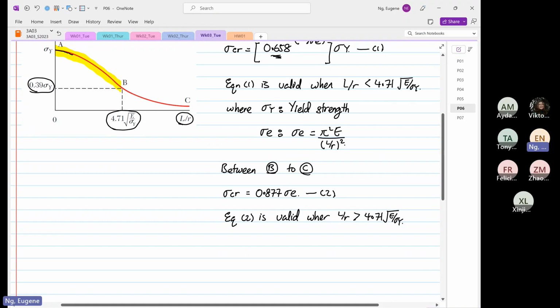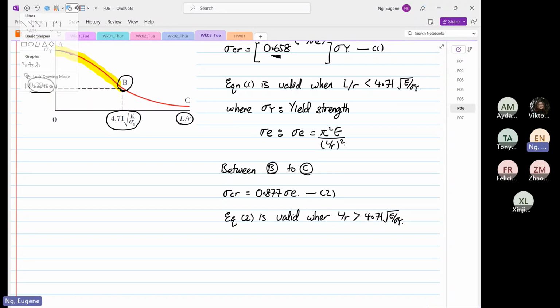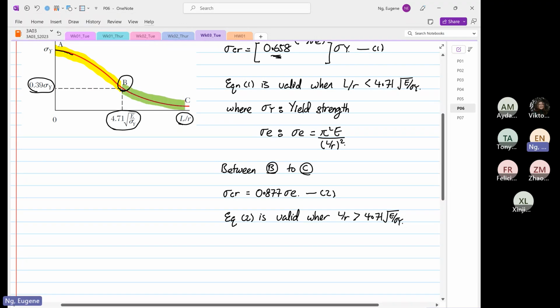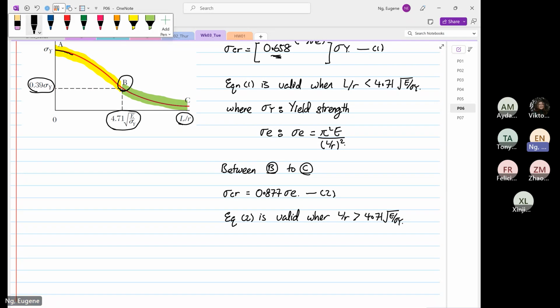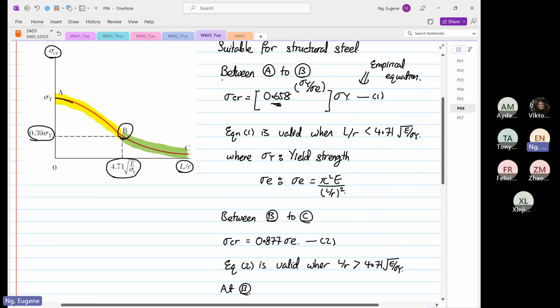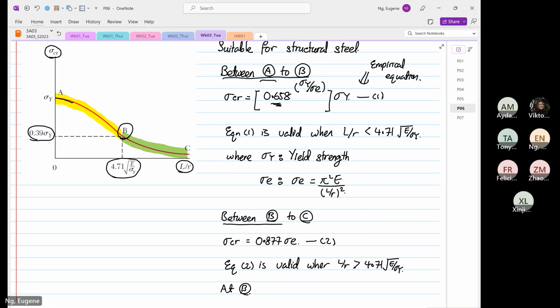Now, sorry, at point B. So we're going to focus at point B now. Just now what we did is from point B to C. So now we are going to focus at point B. Let me underline all this for you, between A to B, between B to C. Now at point B, right?